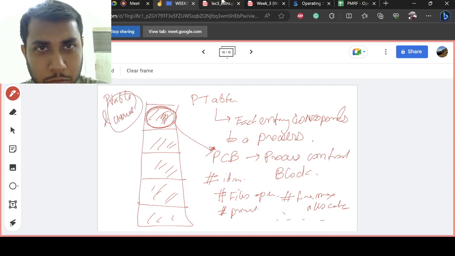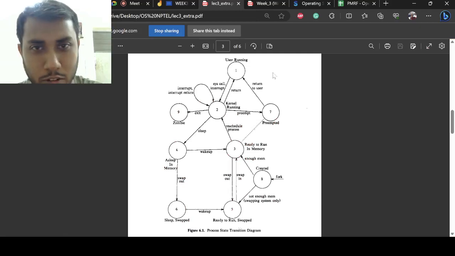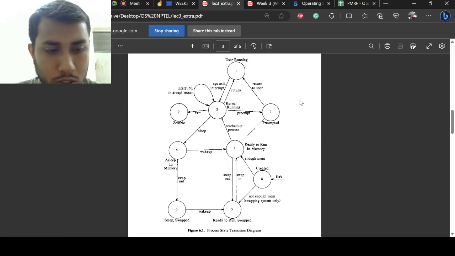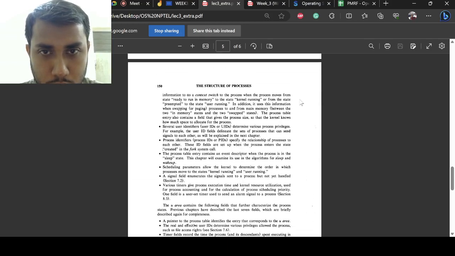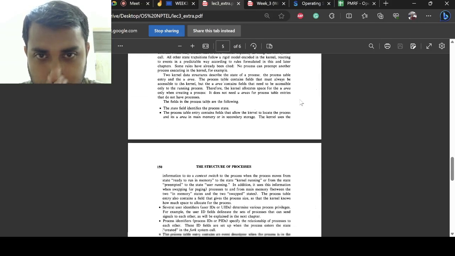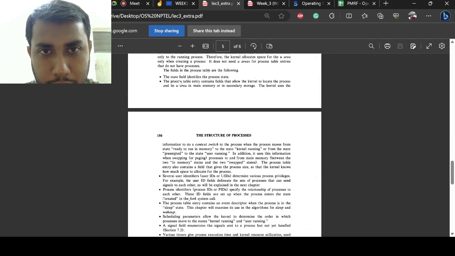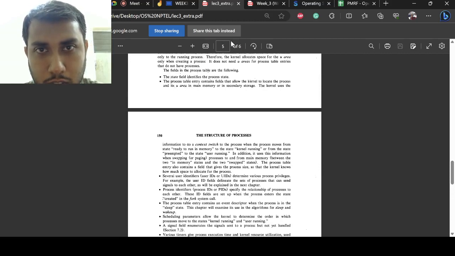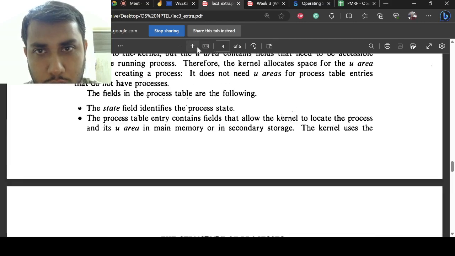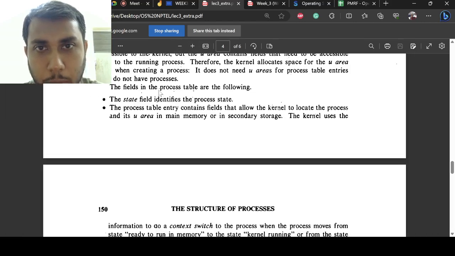Let me check if my lecture for this part has that U area or not. You see, this process table has this state and its U area. So the fields in the process table are as follows: there is a state and there is this U area. The U area is basically the location in the main memory or on the secondary storage to locate the process. Okay, one minute.